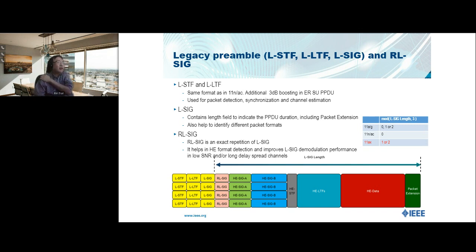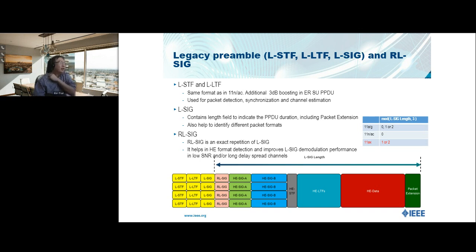This L6, we do the modulo 3 operation. If the value of modulo 3 equals 0, then it's an 11n or 11ac packet. If it equals 1 or 2, then it's an 11ax packet. 11a and g packets can be any other value. So this is the signature to differentiate the 11ax packet from the 11n and 11ac packets, okay?